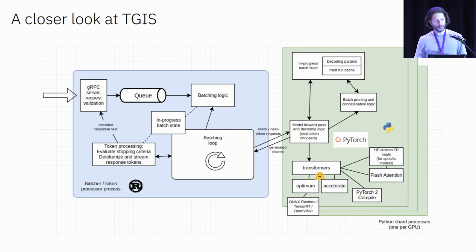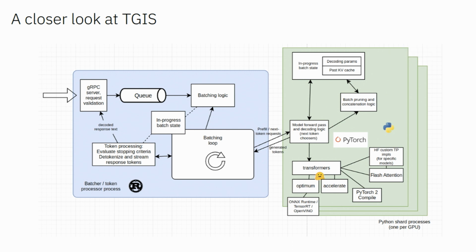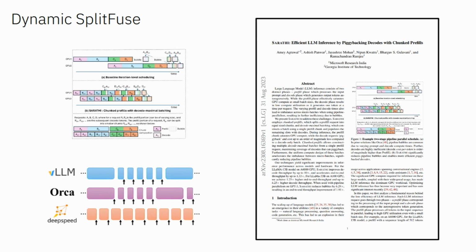This is just a picture of our version of the server, showing the Rust front end and the Python shards on the right-hand side. The batching loop on the Rust side is deciding which things to batch, and between every token it goes back and forth and controls how the tensors are put together, and the forward passes are done on the Python side.